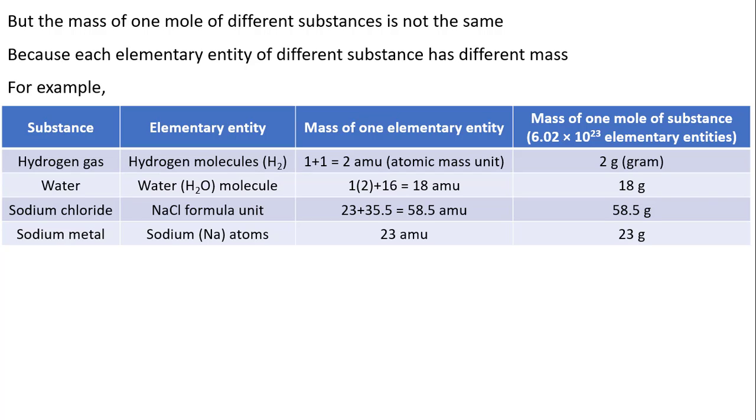Now let's talk about sodium chloride, which is an ionic substance. And NaCl will be its formula unit, or we can say its elementary entity. Its formula unit mass is going to be 58.5 amu. Now, if we take 58.5 grams of sodium chloride, it's going to be 1 mole of sodium chloride. And there will be Avogadro's number of formula units in that 1 mole, or 58.5 grams.